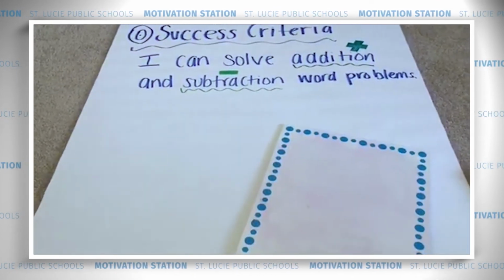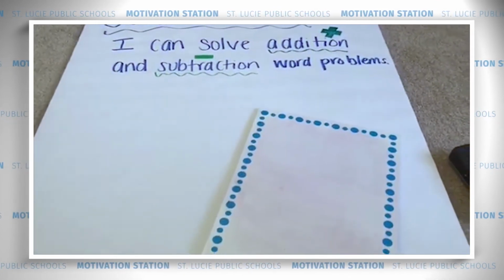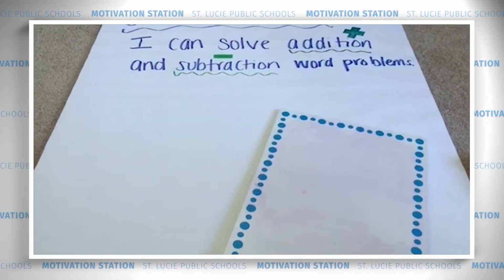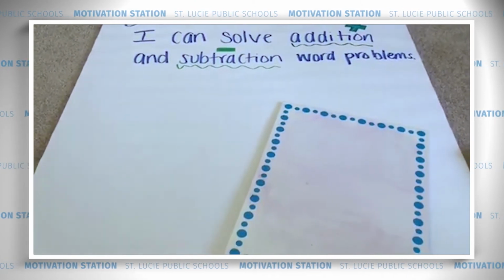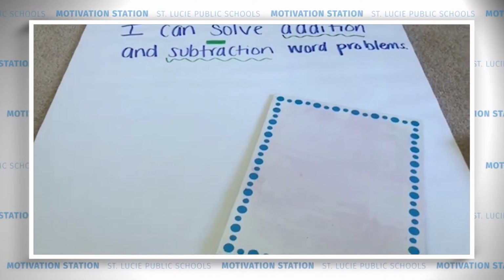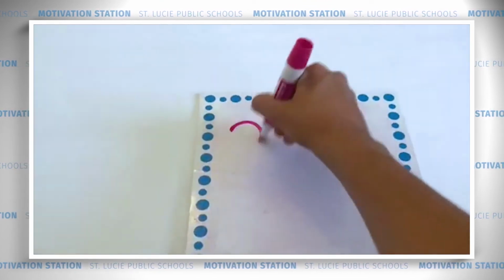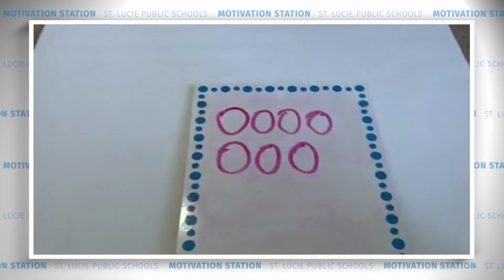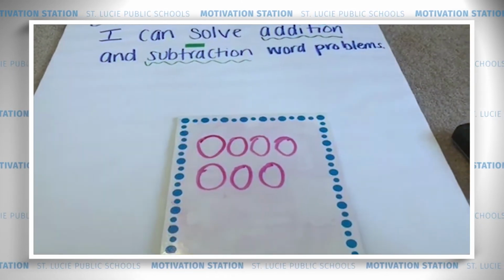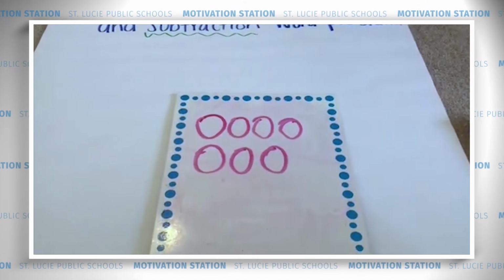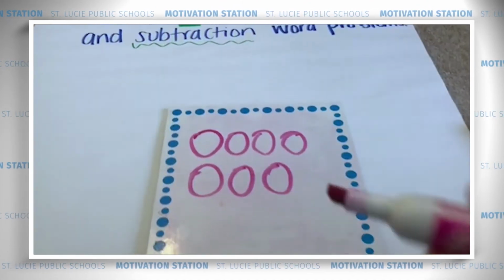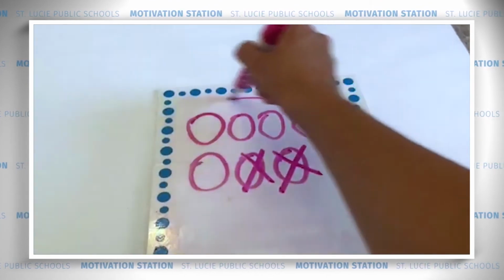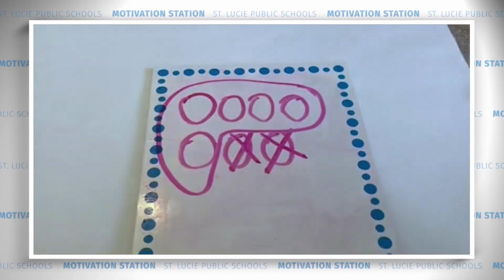Now for this next problem, I would like to draw a picture. Max had 7 pencils in his box, and he gave 2 of them to Lyle. How many pencils does Max have now? Okay, I'm going to start with 7. He had 7 pencils. 1, 2, 3, 4, 5, 6, 7. And he gave 2 away. So we're taking from that group. I'm going to subtract. I'm going to cross out 1, 2. Now I'm going to circle what I have left.